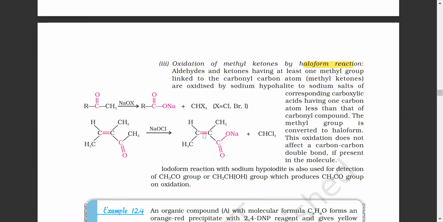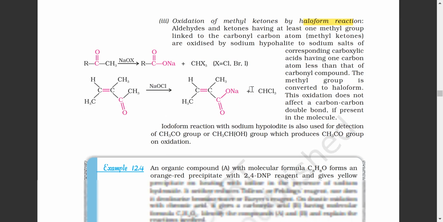Again, in this type of reaction, the methyl group of a methyl ketone is converted to a haloform such as iodoform, और जो हमारा carbonyl carbon होता है, it is oxidized to a carboxylic acid. So this is like the simpler terms. अब हम देखते हैं complexity में NCERT ने क्या लिखा है.